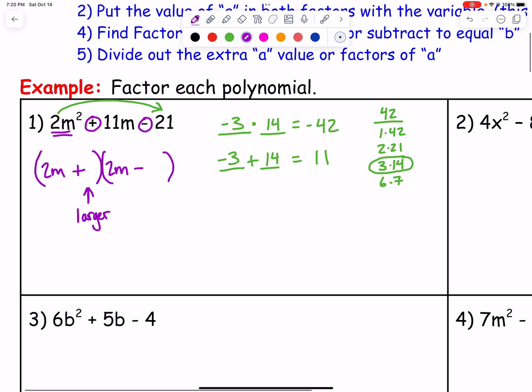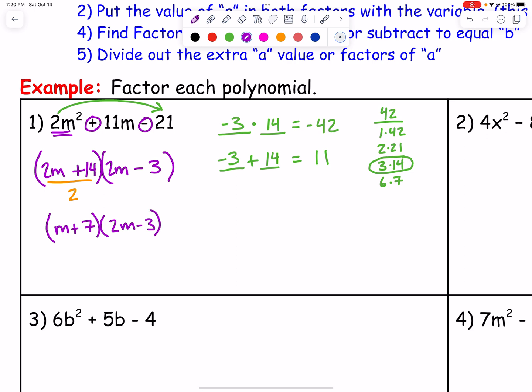So then let's put those into our factors. We have the 3 is the negative number, 14 is the larger positive number, but now we need to divide out that extra 2 that we put in the beginning. And so you're just going to divide which one you see divides evenly by 2, because usually one of your factors will. And I see that 2 and 14 would divide evenly by that extra 2 value. So I'm going to divide the 2 out from that factor, but don't write it out front because you're just trying to divide it out to kind of get rid of it because you don't need the extra value. So then I get factors m plus 7 and 2m minus 3.